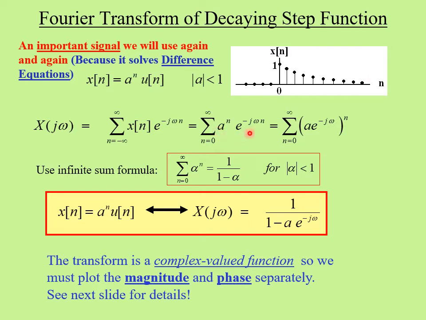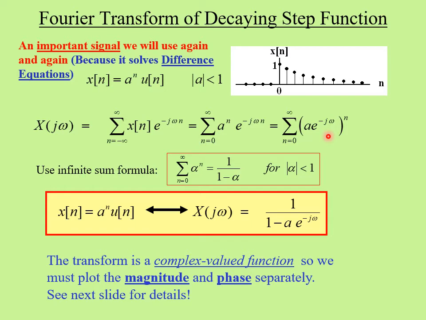With this in mind, notice that both a to the n and e to the minus j omega n are raised to the power of n. So what we can do is combine the a with the e to the minus j omega, as I did here, and think of this whole thing in parentheses raised to the n. We're just doing a little bit of algebra here.